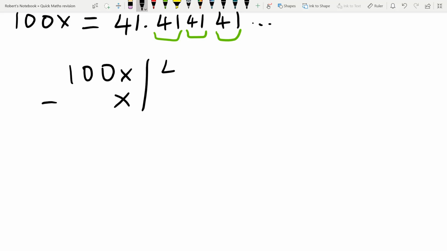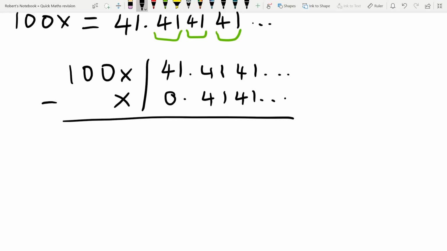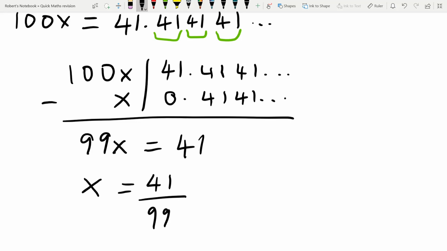So 100x is the 41.41... and x is just 0.4141... So all the 4 1's cancel each other out, and we get 99x is equal to 41. And then when we rearrange for x, because x is 0.41 recurring, we get x is equal to 41 over 99, which, as I said, is our recurring decimal there.